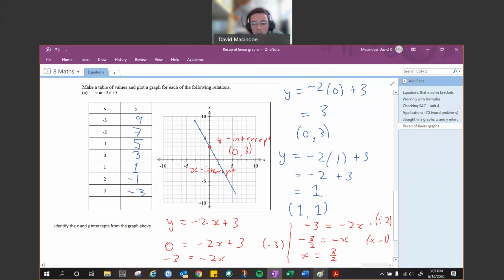So our x-intercept is at 3 on 2. So if we want to write that as a coordinate, you might write it as 3 on 2 comma 0. X-intercept's always going to have the y value of the coordinate be 0, which, that's the same as 3 on 2, is the same as 1.5. And that looks about where it would be on the graph from our somewhat rough drawing.